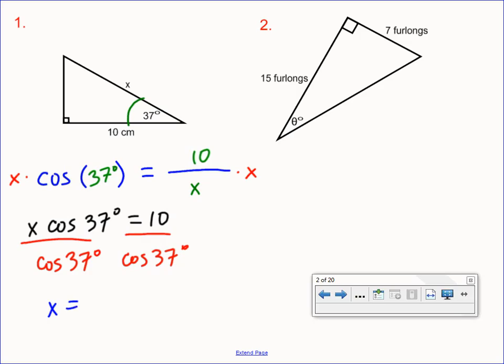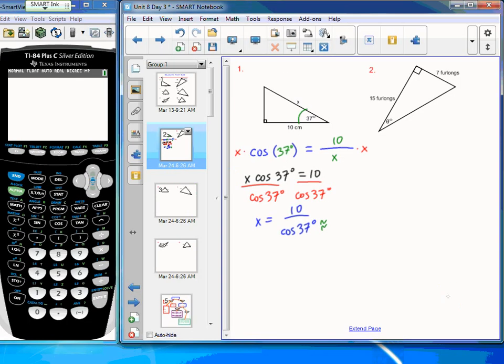And we get x by itself. It looks like x is exactly 10 divided by cosine of 37 degrees, but I don't know what that is, so I'll get an approximation using the calculator. Make sure that you're in degree mode, please, if you're given angle measures that are in degrees. And we'll get an approximation by doing 10 divided by cosine of 37 degrees, close parenthesis.